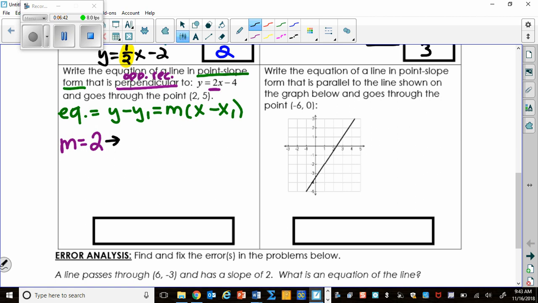The opposite of positive 2 is -2. My reciprocal is, I'm going to flip my numerator and denominator, so the slope that I'm working with is -1/2. Okay, but now I'm actually going a step further. I want to write an equation in point slope form that goes through the point 2, 5.